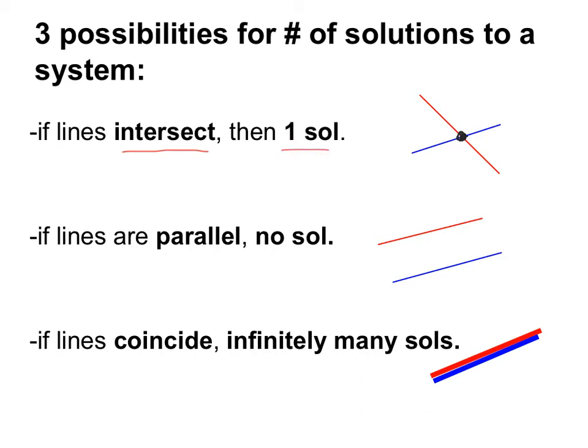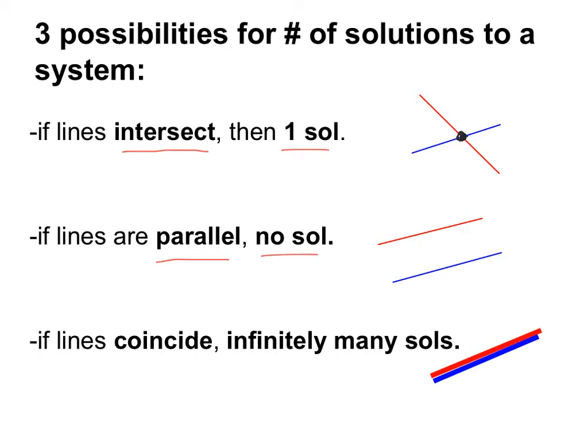If the lines are parallel, then there is no solution. If you take a look over here to the right, these lines are parallel. There is no place where they cross. So that means there's no solution. They have no point in common. The point in common is the solution, and so there isn't a point in common.